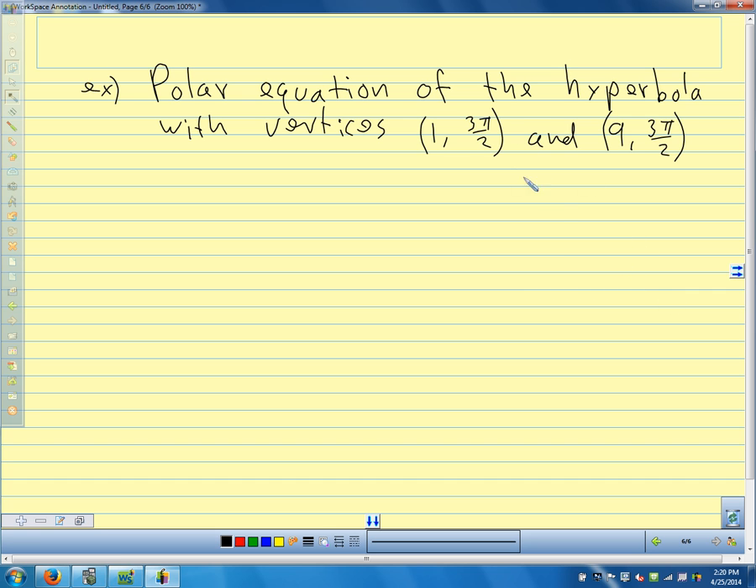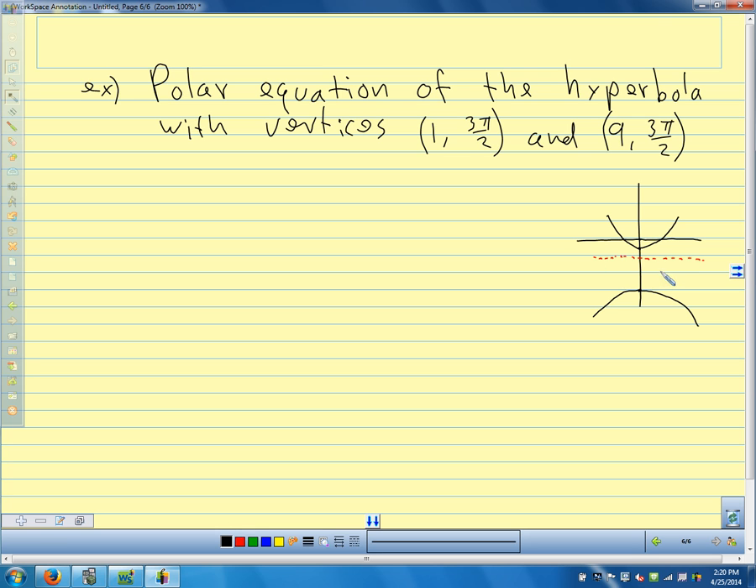So let's draw a quick little sketch to help us visualize this. Here's the point 1, 3 pi over 2. One focus is at the pole, so there's my pole. And one point is down here at 9, 3 pi over 2. So there's a very rough sketch of my hyperbola. The directrix is going to be here. So we've already got a bunch of information about our equation.